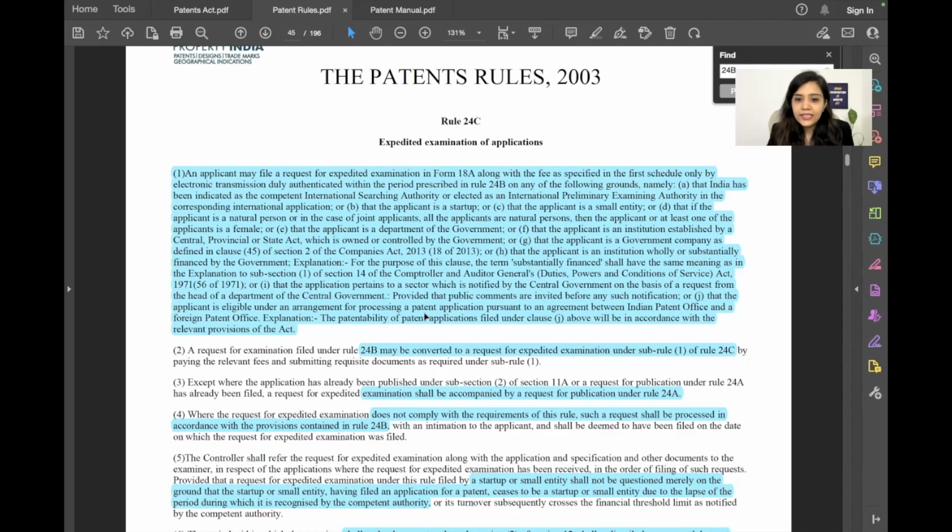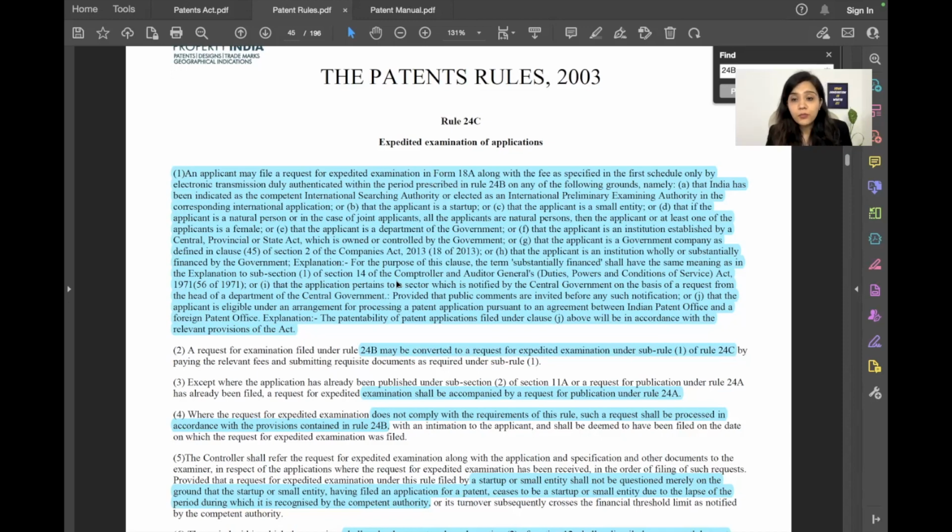Next, clauses E, F, G, H, and I. These are related to government entities. So you should go through these clauses individually, but it will have things like applicant is a department of government. Applicant is an institution established by the government and controlled by the government. The applicant is a company which is financed by the government. So all these clauses are related to applicants associated with the government.